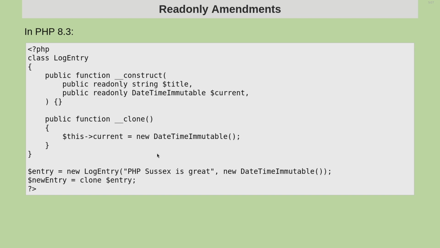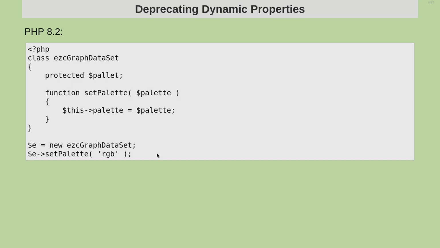Now, I mentioned those dynamic properties. These are actually going to be phased out for PHP 9. So if you are on PHP 8.2 or 8.3, you'll usually get a warning now if you create dynamic properties. In PHP 8.2, we introduced a warning for this.